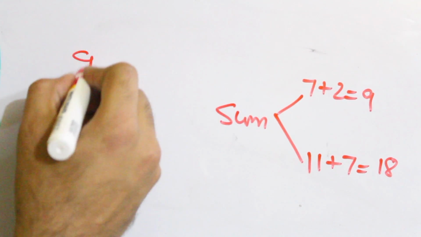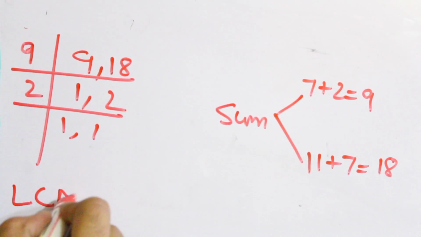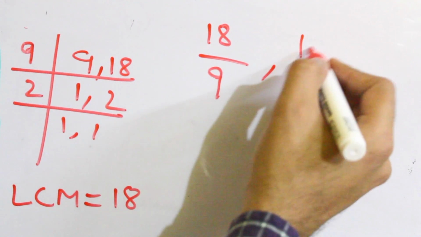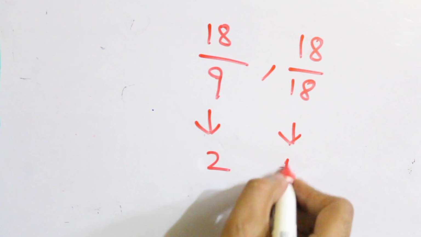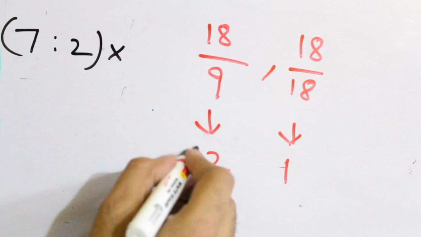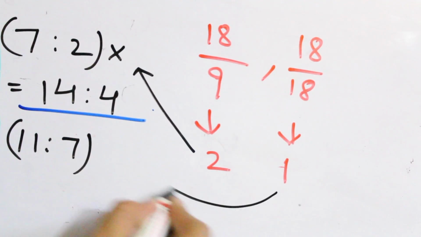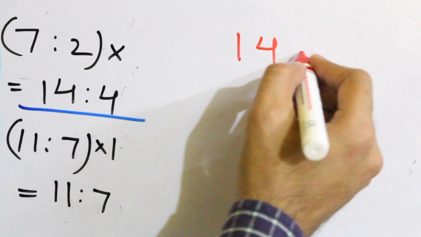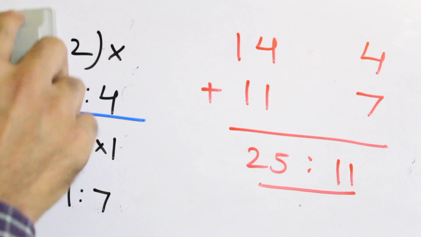These two sums, we find the LCM of these two sums, okay? 9 and 18. In this case we have LCM as 18. And now what we do is we divide the LCM 18 by the sums we have, 9 and 18. In return, what we get is 2 and 1. Now we multiply the ratios with these two numbers respectively. And then we add the antecedents of both the ratios and the consequents of both the ratios to find the final antecedent and final consequent of the ratio.